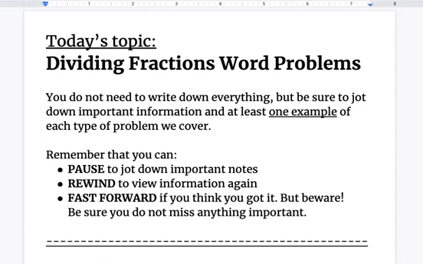Remember that you can also pause to jot down important notes, rewind to view information again, and fast forward if you think you got it. Just be careful that you fast forward just enough and not where you miss anything important.